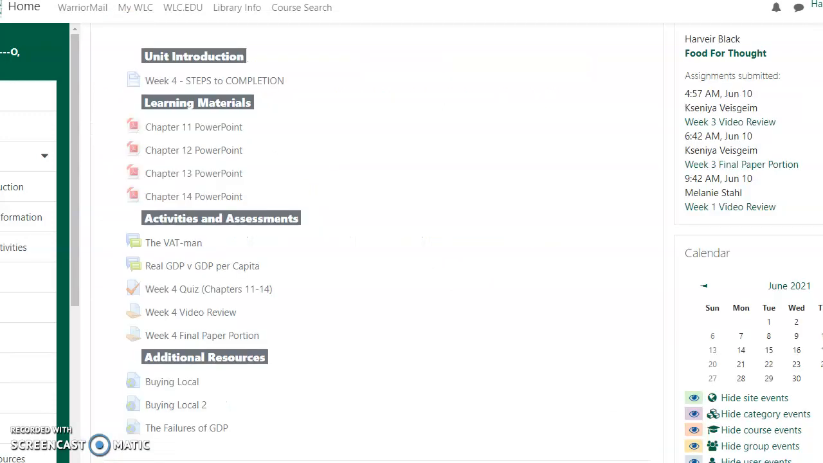Moving along here, we're going to deal with the quiz, of course, and I already said that will be due on Friday. So read your materials covering chapters 11 through 14. The PowerPoints, as usual, are available within the learning materials within the week. Moving on to the video review.